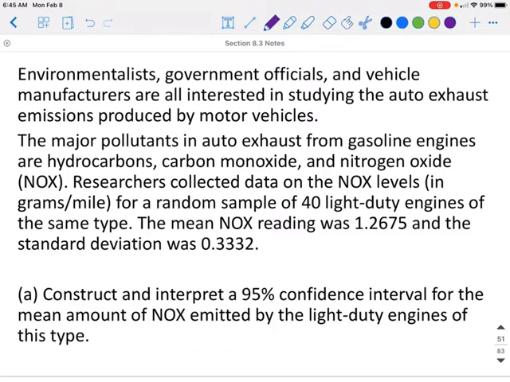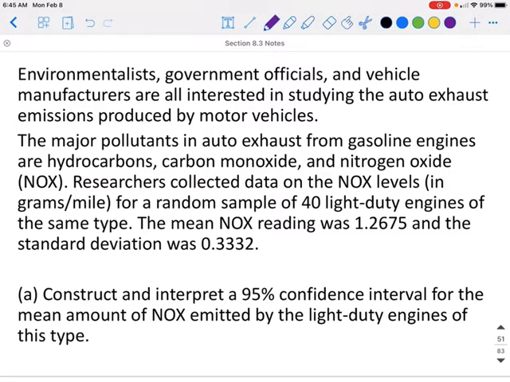Researchers collected data on the nitrogen oxide levels in grams per mile for a random sample of 40 light-duty engines of the same type. The mean nitrogen oxide reading was 1.2675, and the standard deviation was 0.3332. Construct and interpret a 95% confidence interval for the mean amount of nitrogen oxide emitted by the light-duty engines of this type. Again, because we are making some type of inference, we do need to do the 4-step process.